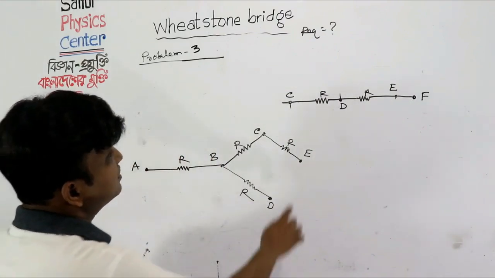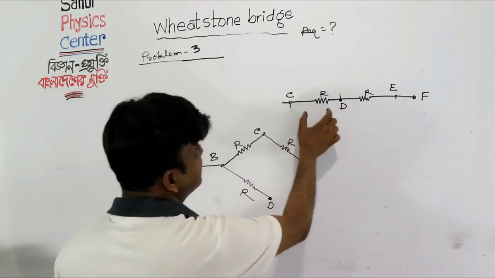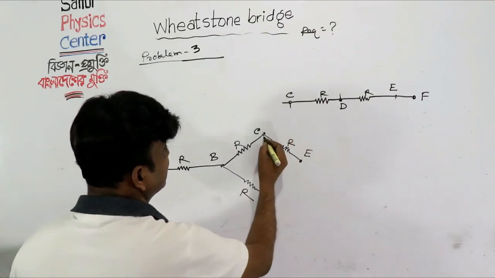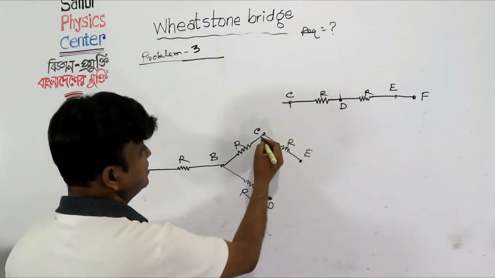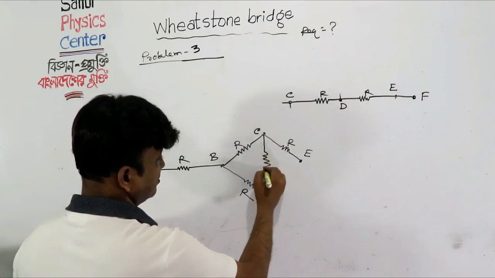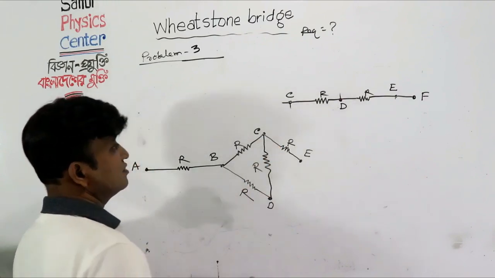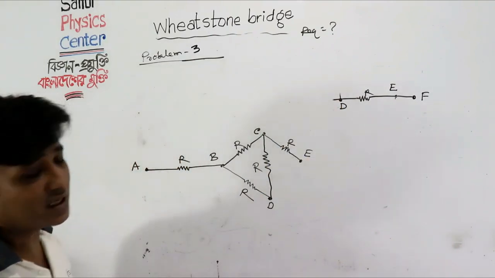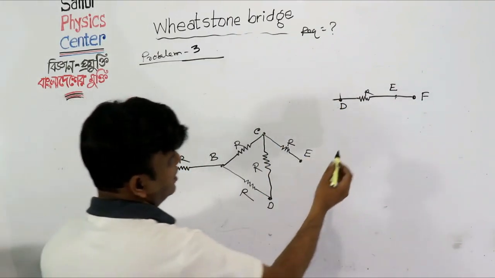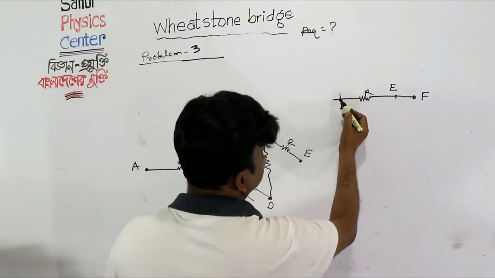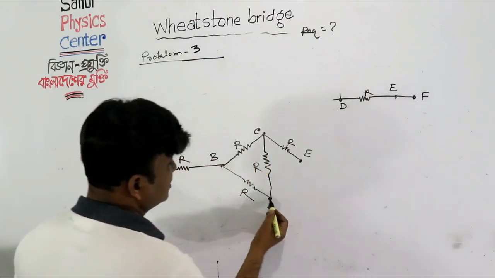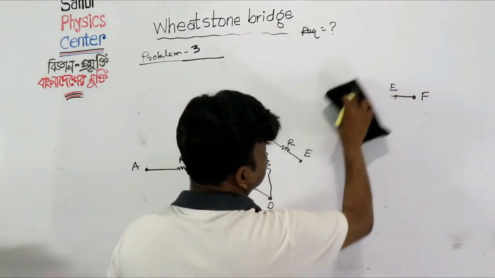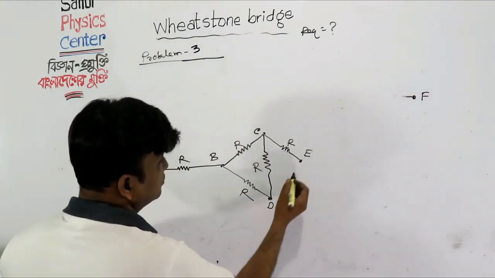Okay, now there is a resistance between C and D. So we can take this resistance here. This is C and this is D. So we remove this resistance. Now there is the last resistance between D and E. Here the D and here the E. So we can take this resistance here and we can remove it.